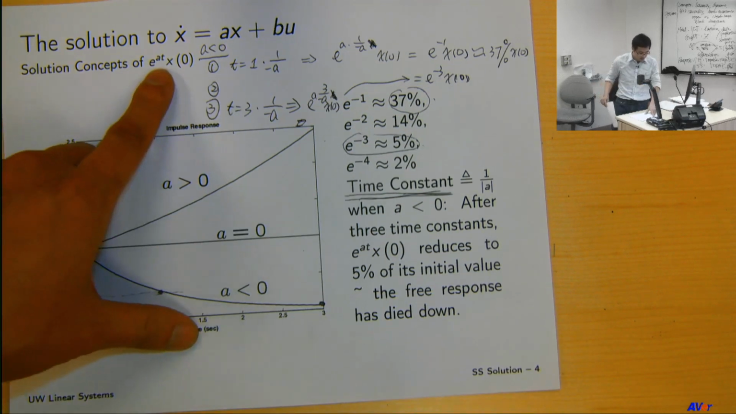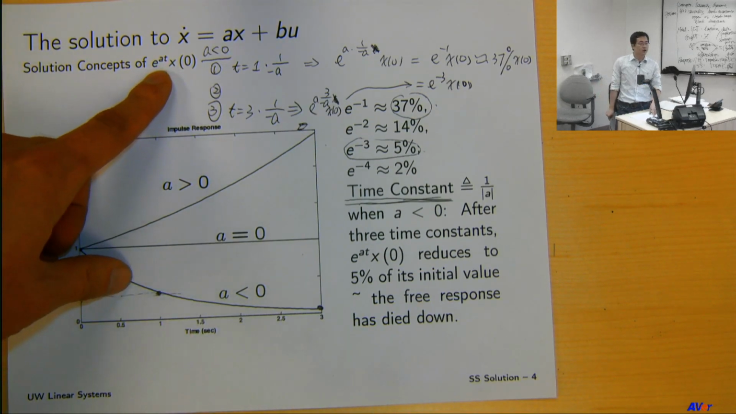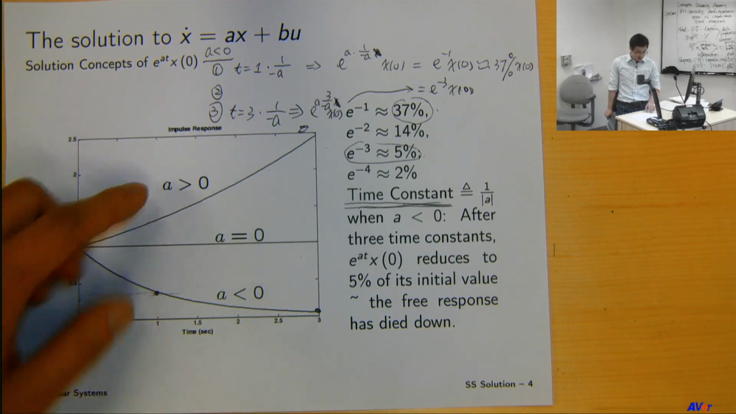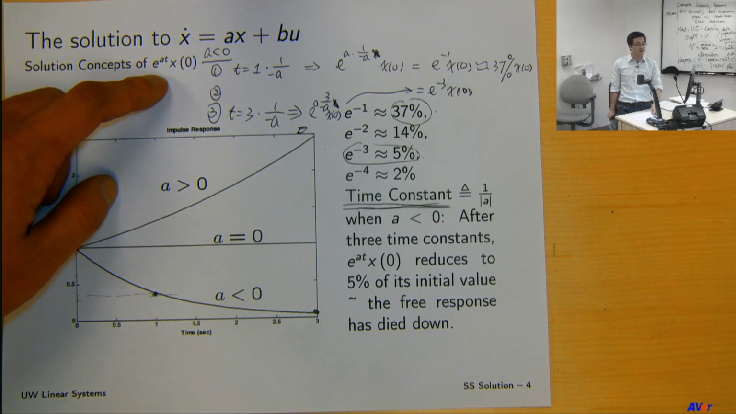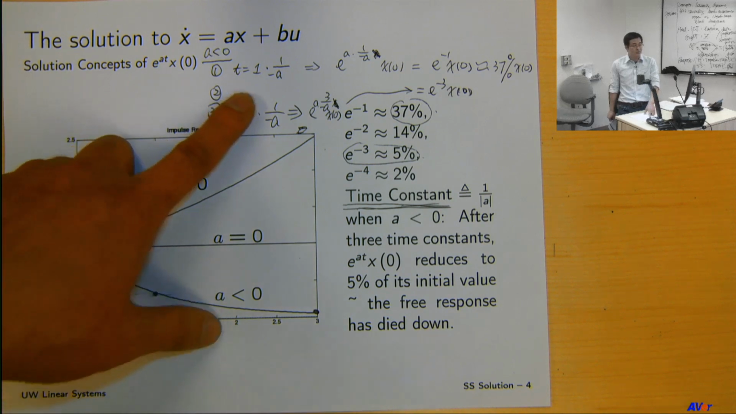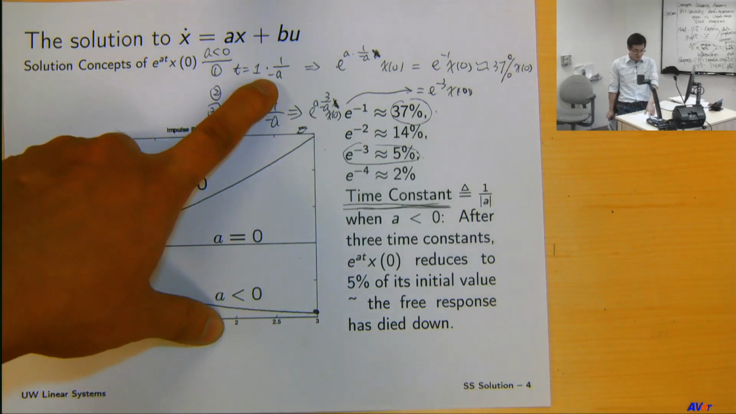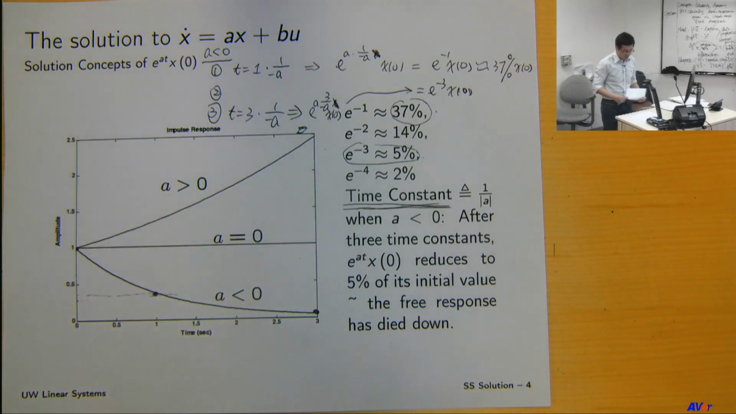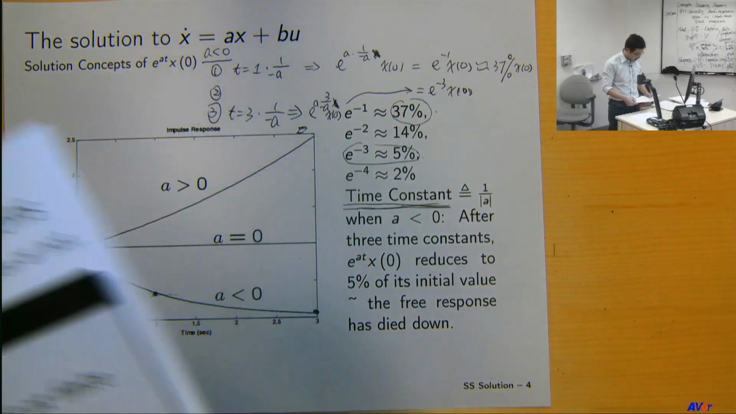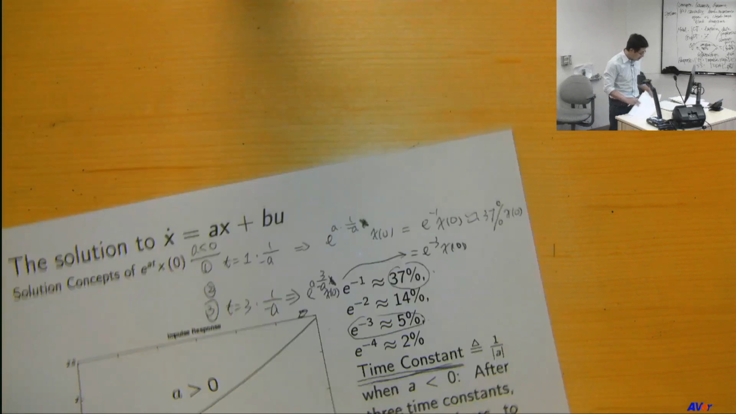So A is a very important number. A will define how fast your system responds. If A is amazingly big, what does that mean? If A is negative 10 compared to negative 1, which system will be faster? Negative 10, right? The time constant is smaller. It means it takes less time to go down to 5% or 2%. All right, so that's the time constant, and that's the first order case.